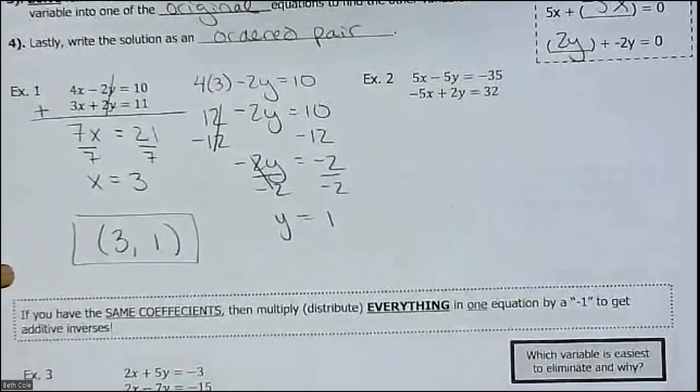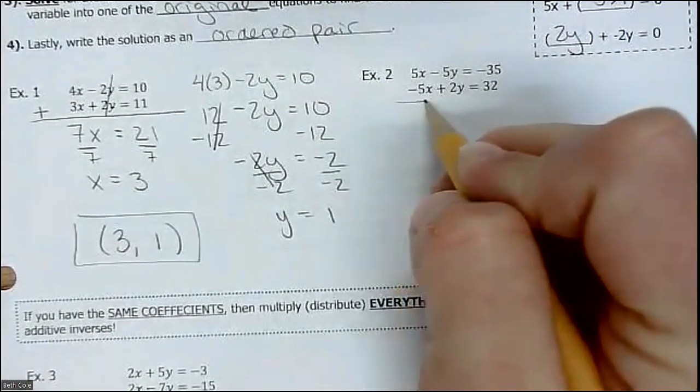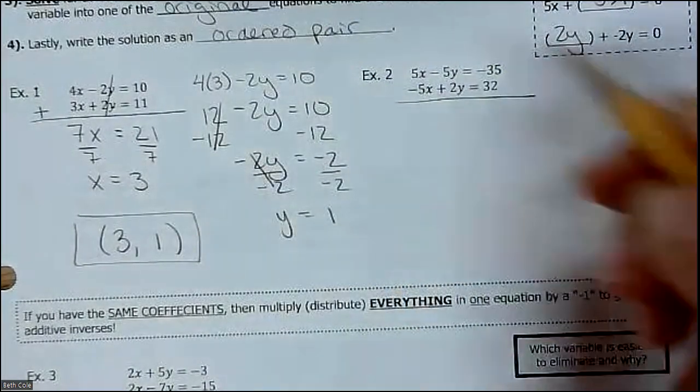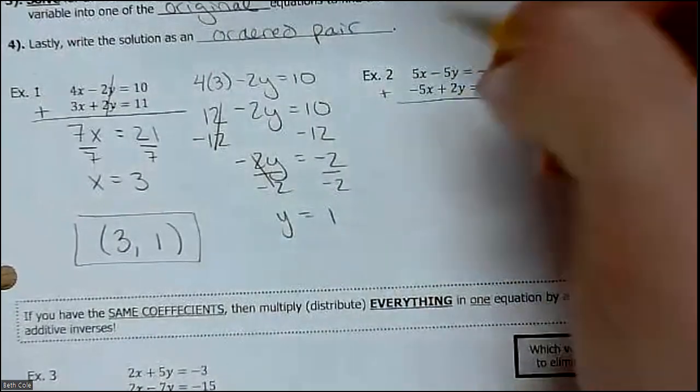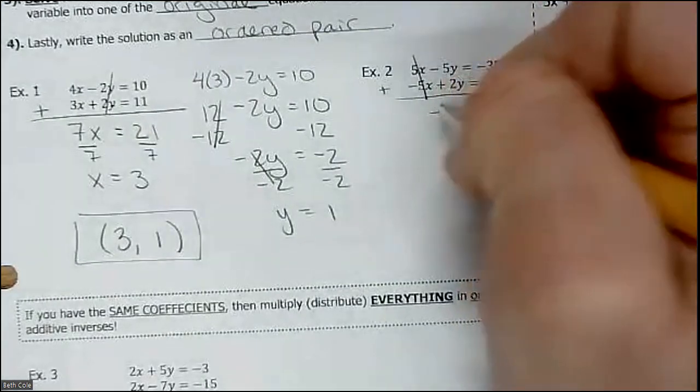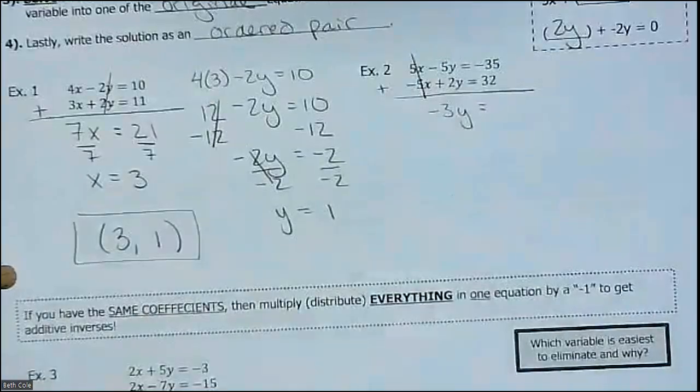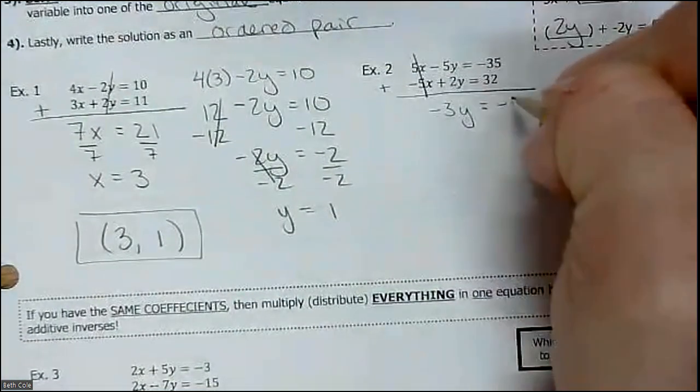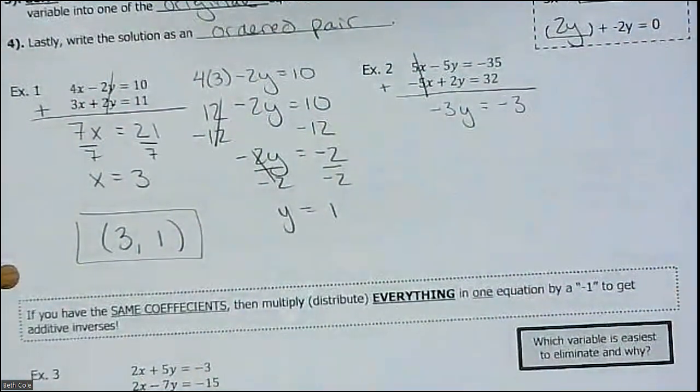Okay, so look at example 2. Which variable, x or y, is going to eliminate? Do you see the x's, 5x and -5x? Yes. All right, so you're just going to add these together. The x's are going to go away. So when you add the other columns, what do you get for the y's? -3y equals -3. -35 plus 32.